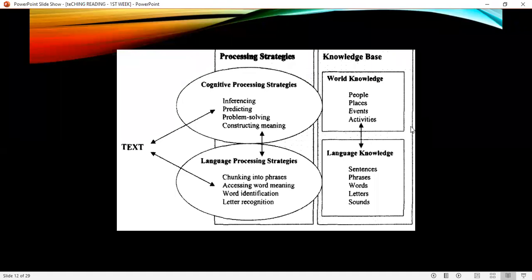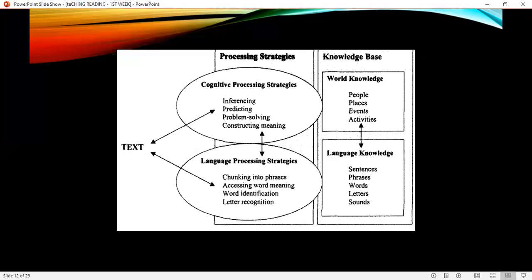And here you have another diagram talking about these two aspects. Here you have a knowledge base, and processing strategies, and you have the test. The knowledge base is related to world knowledge. This is your background knowledge, what you know about people, places, events, activities, and also the knowledge you have about a language: sentences, phrases, words, letters, or sounds. So you use these two knowledges, all right? Your prior knowledge about people, places, events, and activities, experiences you have, and also the knowledge of the language.